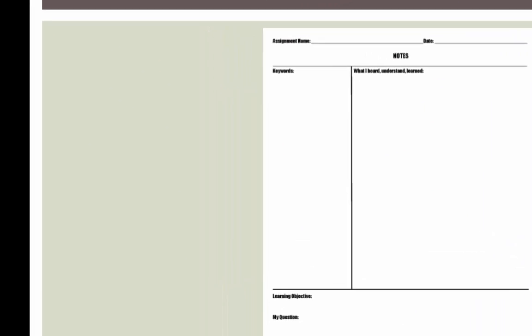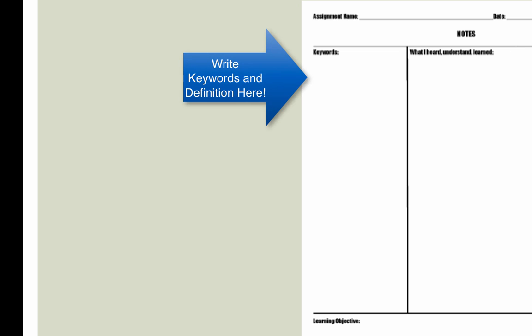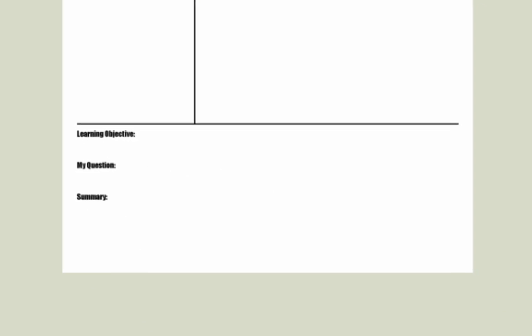Now let's take a gander at the long, narrow, rectangular section on the left side of the notes template. This section is for key words. You know, words that are important to know in order to understand the concept or topic you are learning about. Write keywords here along with their definitions. Let me rewind. Write keywords here along with their definitions. Capiche?